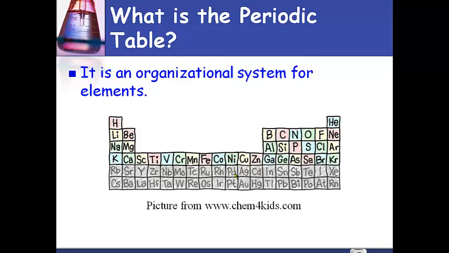What is the periodic table? Well, it's an organizational system for the elements. It's basically a way that man has organized the elements, and it's actually ingenious because it's going to tell you a ton of information about each one of the elements.